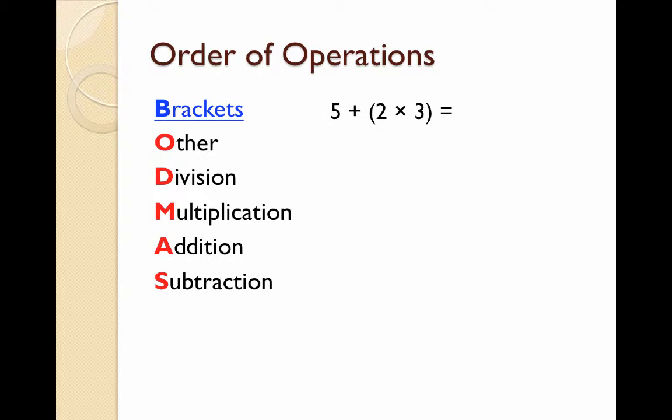We have 5 plus 2 times 3 in brackets. The order of operations says that we have to do the brackets first, so I'm going to do 2 times 3 before I do anything else. 2 times 3 is 6. Now I can go 5 plus 6 to get 11. That's the correct answer.